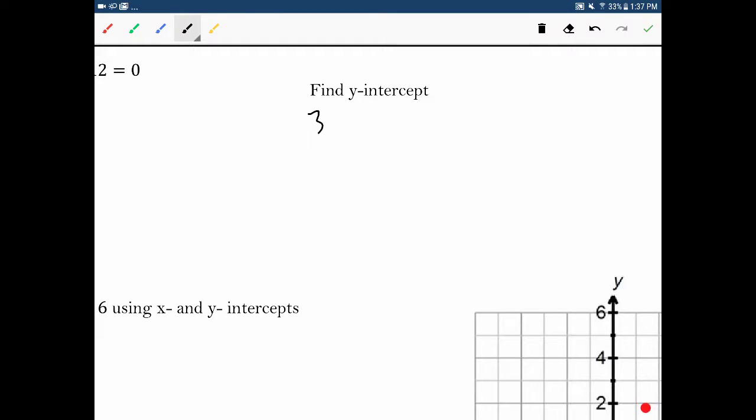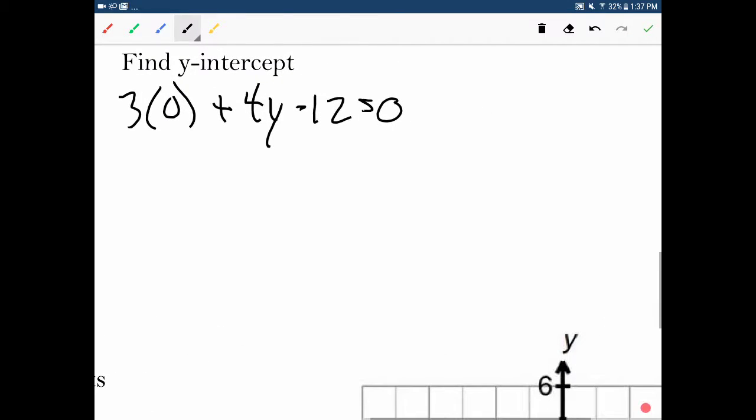So we're going to start with 3 times 0 plus 4 times y minus 12 equals 0. And of course, just like before, that term that we sub the 0 into is just going to disappear because it's 3 times 0, which equals 0. So we're left with 4y minus 12 equals 0. Now it's just a matter of solving for y.